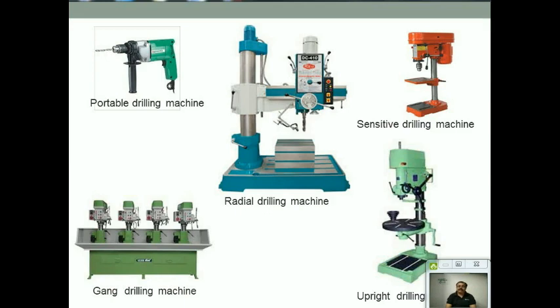When the workpiece is of medium size, then we have to go for the upright drilling machine. When the material or workpiece is bigger, then we go for the radial drilling machine. The radial drilling machine is a very versatile machine which is capable of drilling holes in horizontal surfaces, vertical surfaces, even in inclined surfaces. When we want to carry out drilling operations simultaneously, then we go for the gang drilling machine. These are the different machines which are selected based on the application.